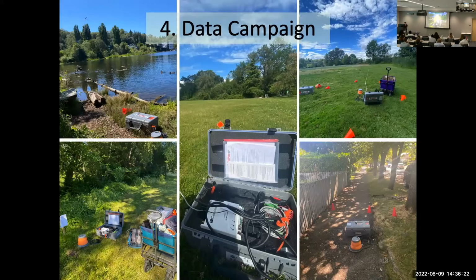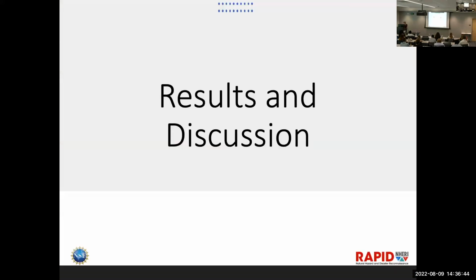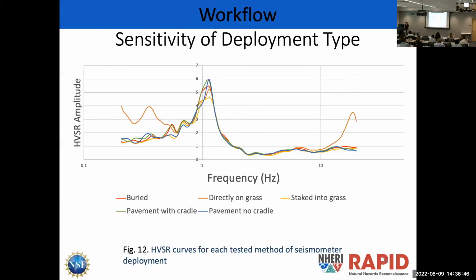And finally, the bulk of my work consisted of just walking to the park with my wagon and 2 seismometers and passively recording ambient noise with a seismometer in this pretty large field campaign. So I took about 42 data points for 30 minutes across the whole park. So I have a lot of data on this. I can tell you a lot about this park. And here's what I found and what we can learn from this.